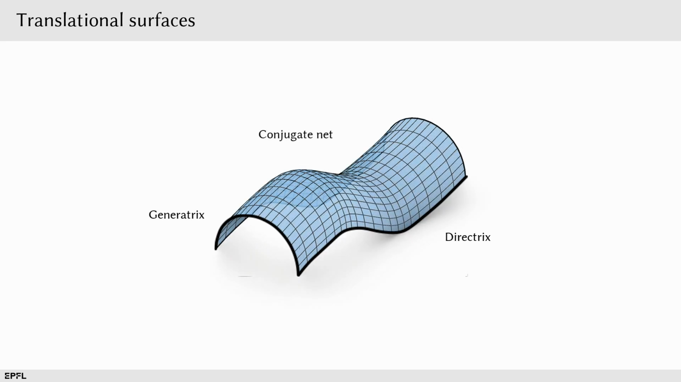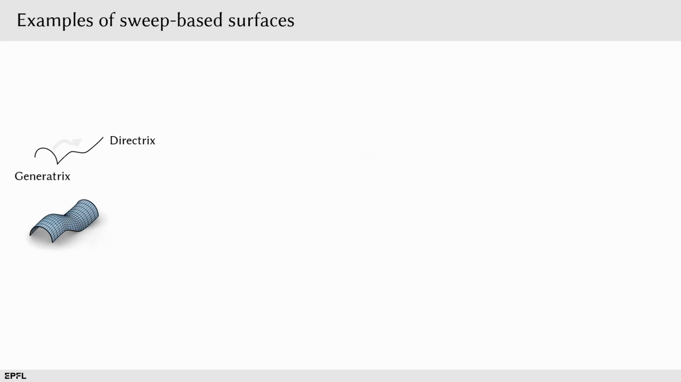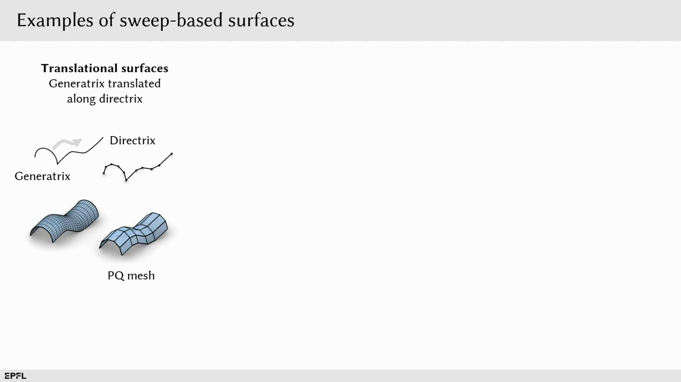The smooth surface resulting from these two smooth curves is a conjugate net in the sense explained earlier by Klara. If instead of considering a smooth directrix and a generatrix, we replace them by polylines, we obtain a discrete translational surface. Since this is the discrete counterpart of a conjugate net, it is a PQ mesh, as we've seen. Here are some more examples of surface types with one of their smooth conjugate parameterizations and the discrete PQ counterpart.